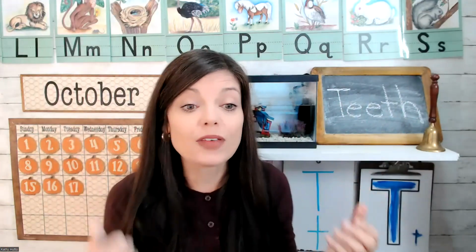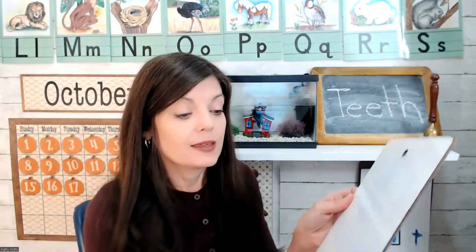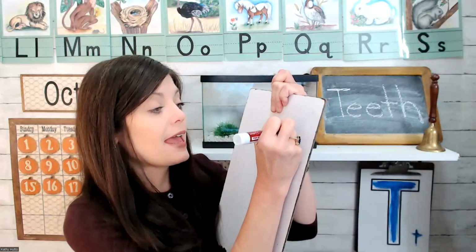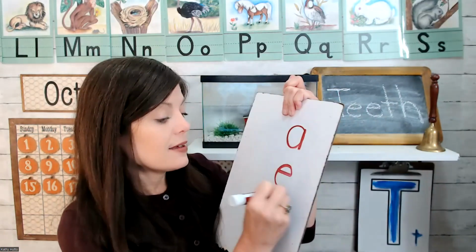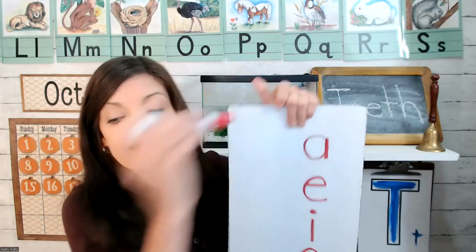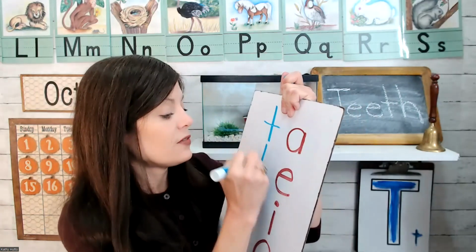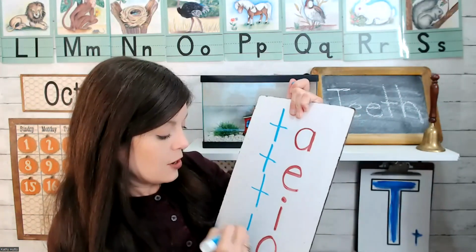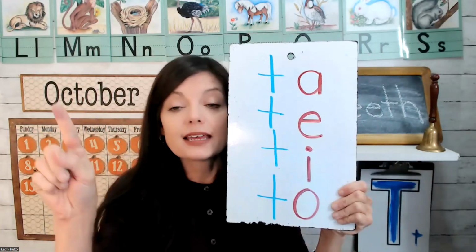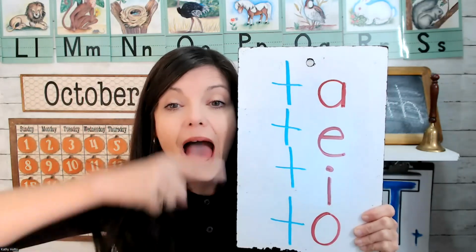Well, now that we know that sound, let's use it for blending. So we're going to put the vowels that we know so far, A, E, I, and O on this whiteboard. And then we're going to add that letter T in the front of each of these vowels. All right, we know what letter T sounds like. It sounds like a ticking clock. T, t, t.